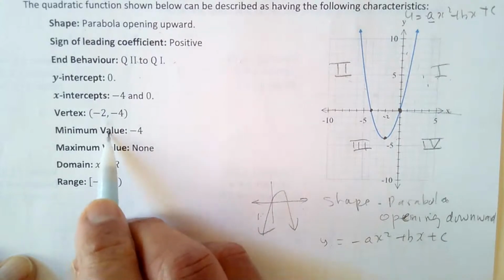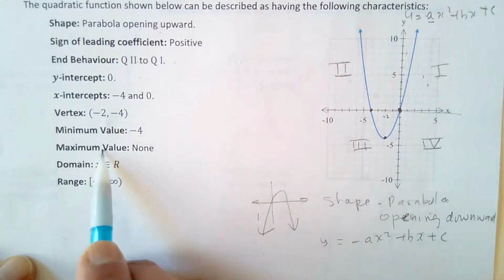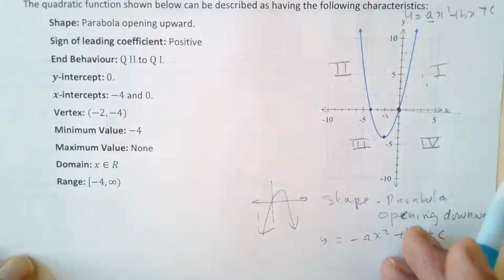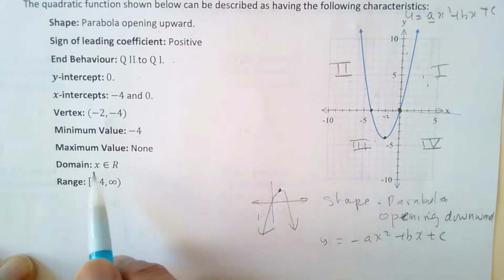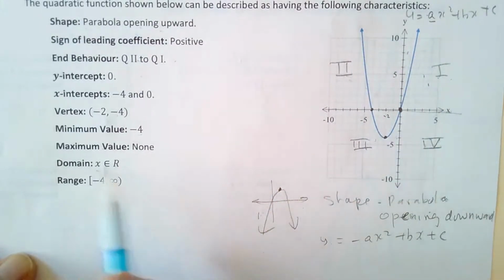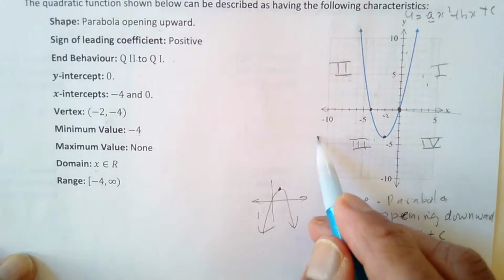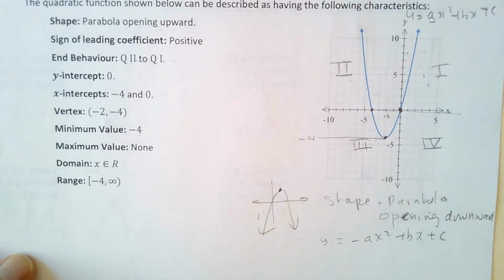The value of the minimum is your y value for your vertex. There's no maximum value because the graph is going up. Notice there will be a maximum value for the graph going down. The domain will be all of the values in the x-axis. But the range is from your minimum, which is -4, to infinity.